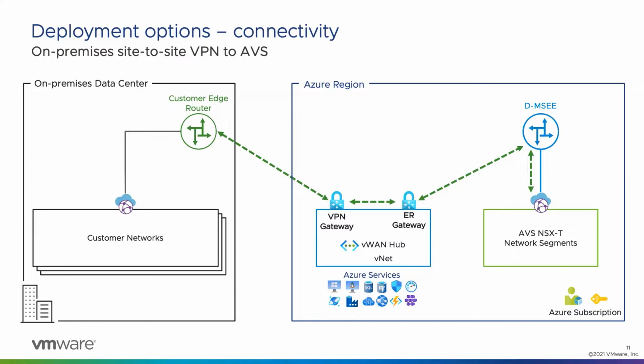So the AVS environment is connected to a dedicated Microsoft Edge. Here we have a single region deployment with a virtual hub deployed in Azure, connecting to both AVS via an ExpressRoute gateway and your data center via a VPN gateway. This is great for a proof of concept or for non-production workloads.